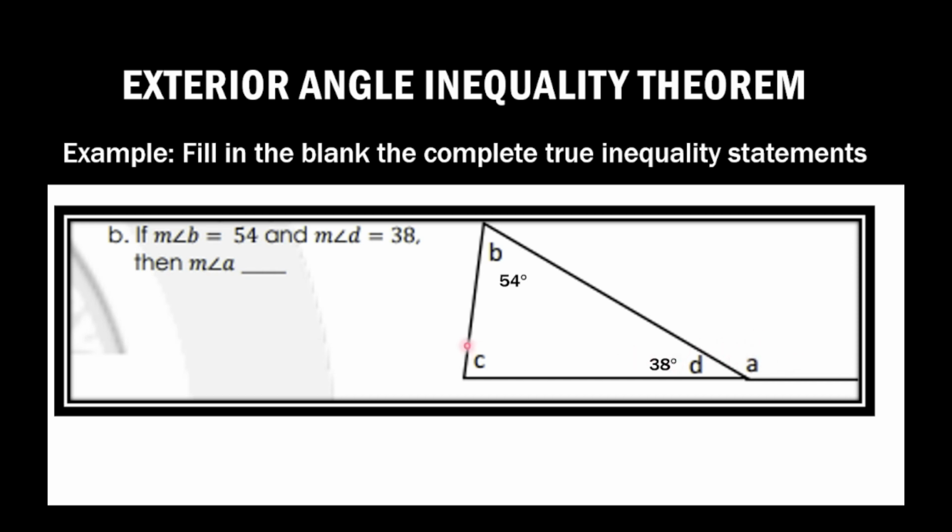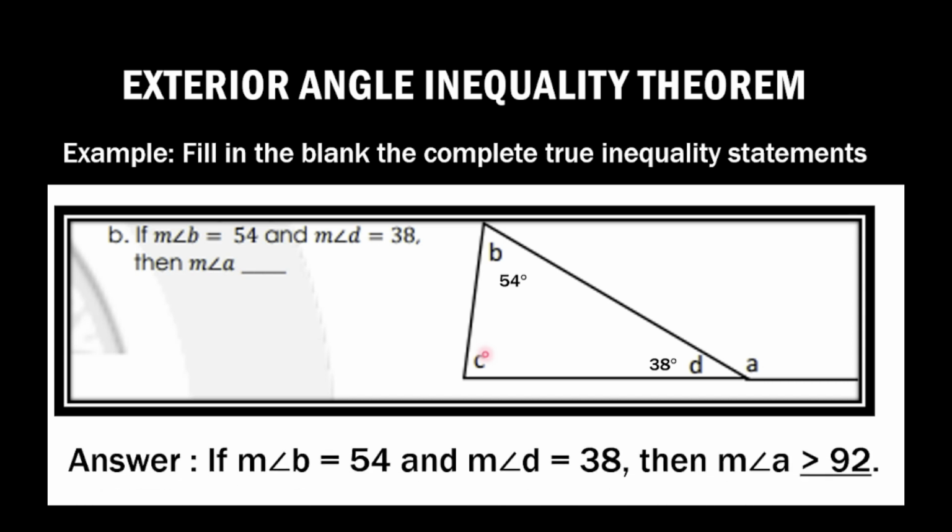But we have here a missing angle, which is angle C. So how are we going to find the measure of angle A if one of its remote angles is missing? The correct answer here, if the measure of angle B is 54 and the measure of angle D is 38, we just add the two: 54 plus 38 is 92, meaning to say the measure of angle A must be greater than 92 degrees. Dapat mas mataas dun sa dalawa, no? Okay, so that is the answer in our second example.